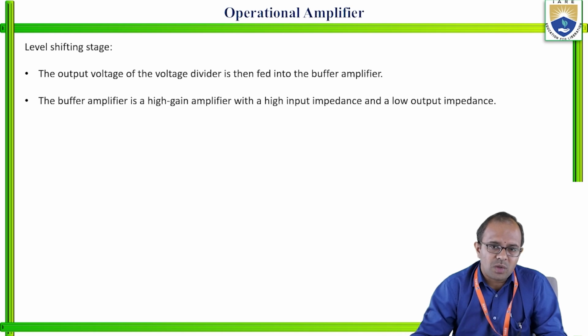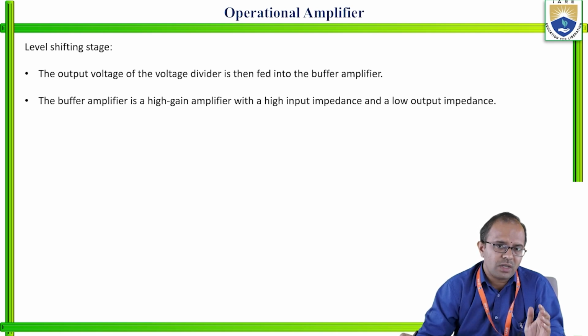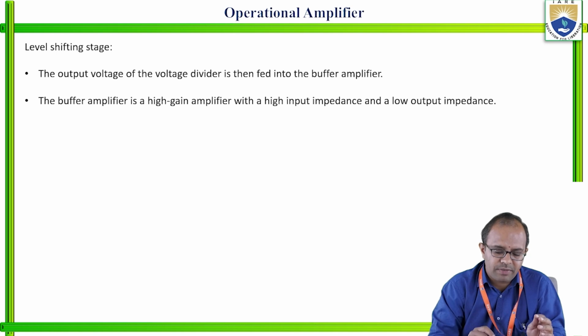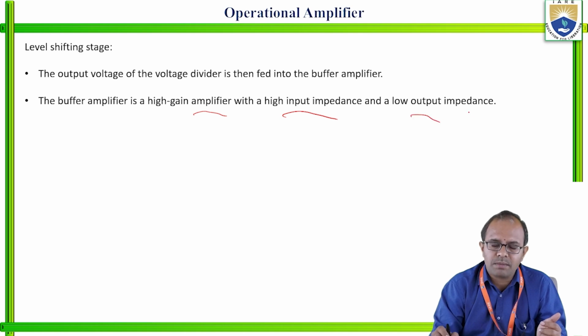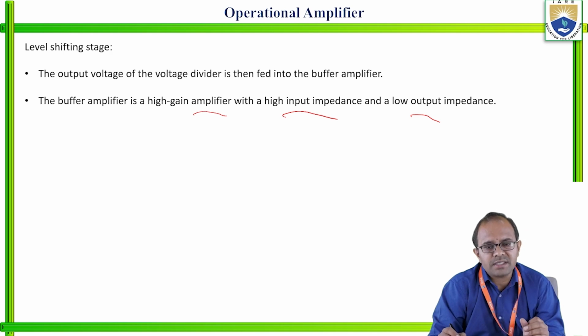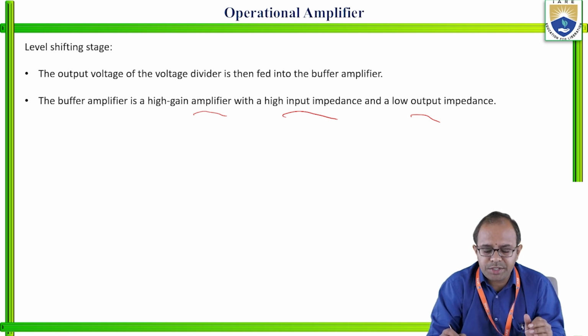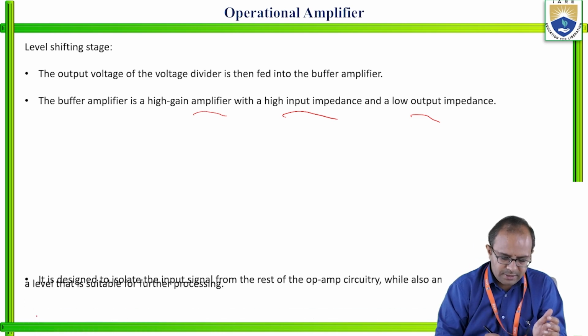It consists of a voltage divider circuit as well as the buffer amplifier stage. So the output of the voltage divider is connected to the buffer amplifier. Now we are going to give the characteristics of the buffer amplifier. It is a high gain amplifier with high input impedance as well as low output impedance. So these are some characteristics of the buffer amplifier, right?